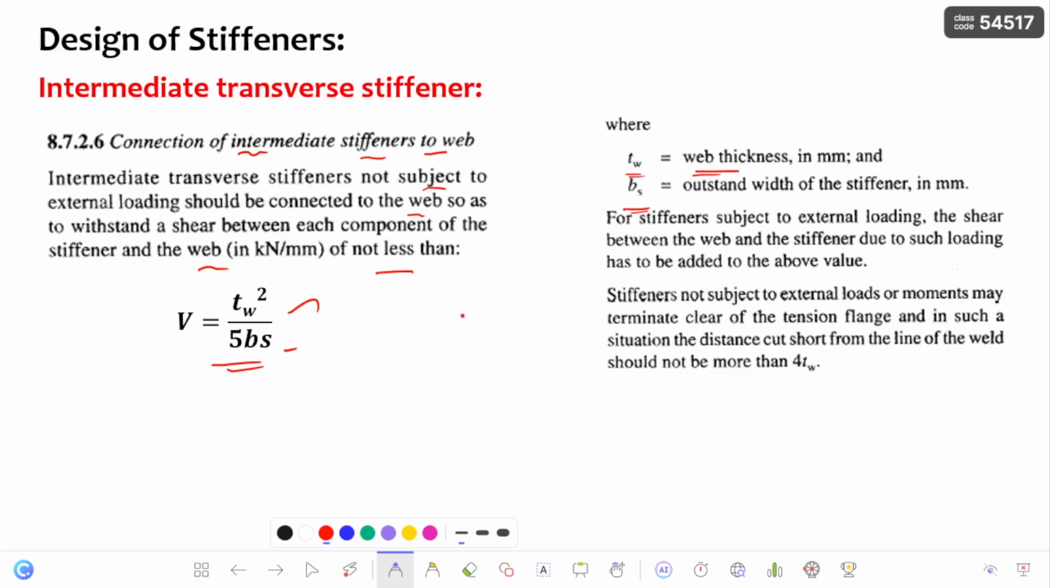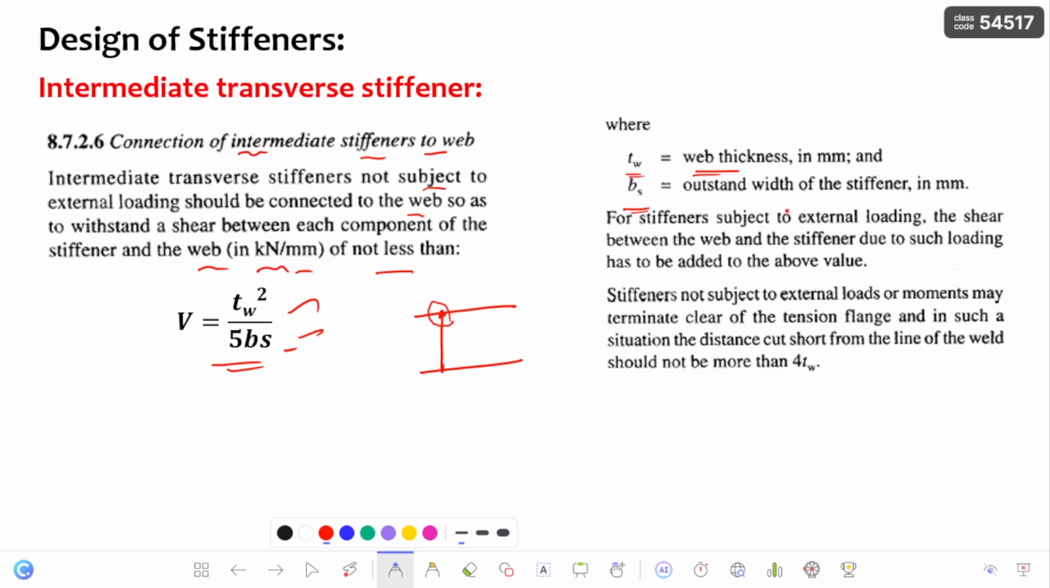So what they are specifying is, if this is a plate girder and these are the stiffeners, the corresponding weld in between the flange and the stiffener should withstand the minimum shear of this corresponding value, and it is in kilonewton per mm. So the corresponding connection should withstand this shear which is coming onto it, and this is the case where the transverse stiffener is not subjected to external loading. Whenever the transverse stiffener is not subjected to any external loading, that connection should withstand the minimum shear value specified here.